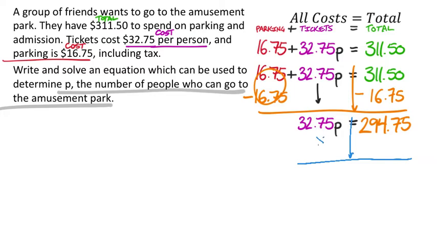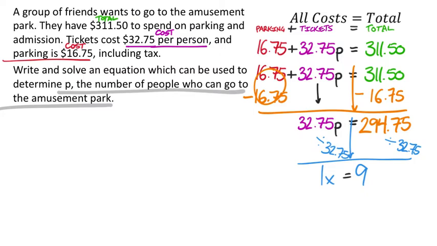So we're going to divide the 32.75 by 32.75. If I do it to one side, I need to make sure that I do it to the other side as well. But again, this will force the coefficient of p to become a 1, and this will tell us how many tickets can be purchased with that amount of money. So $294.75 divided by 32.75, enter, and I get a value here of 9.